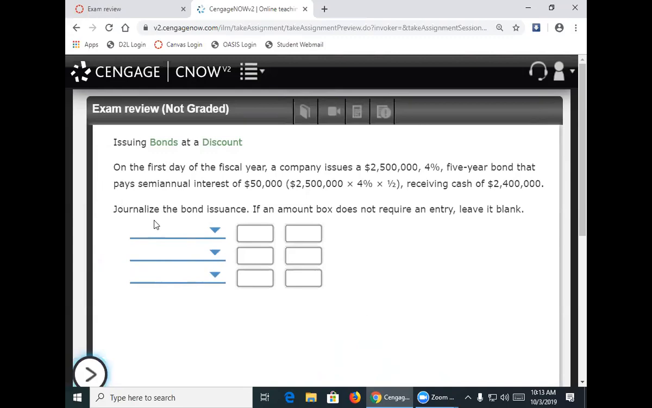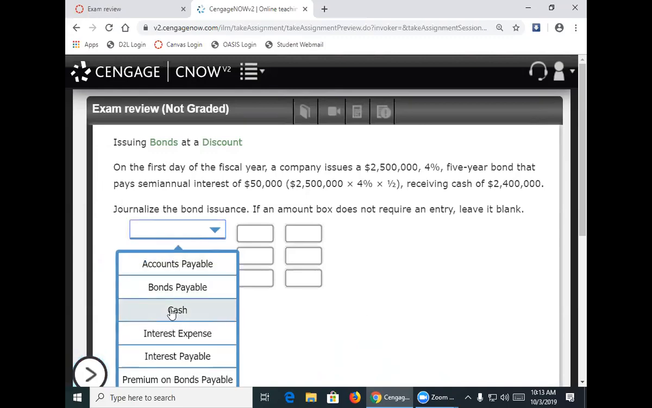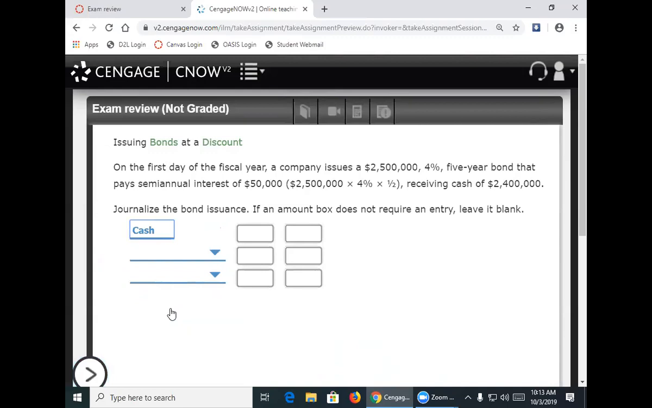Interest expense, discount. Okay, cash gets debited for how much? It's 2.4. Very good. The amount of cash we actually received, $2.4 million. Good. I think the credit would be, someone said discount, but isn't it a premium? This one's a discount, yeah.